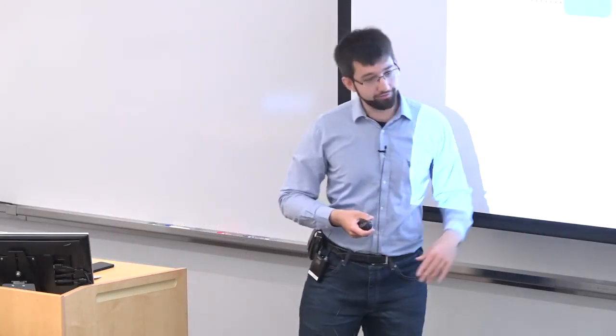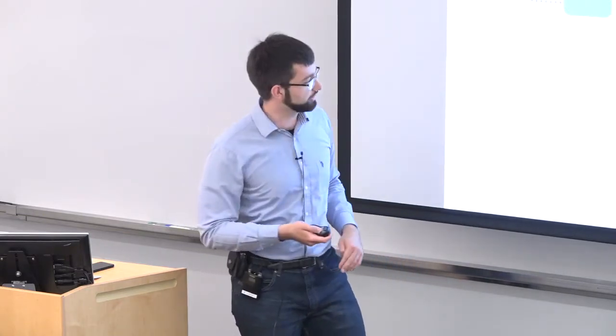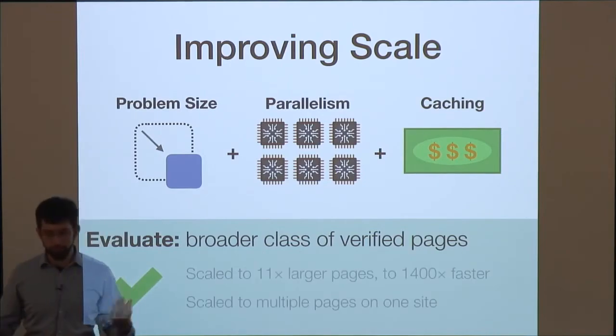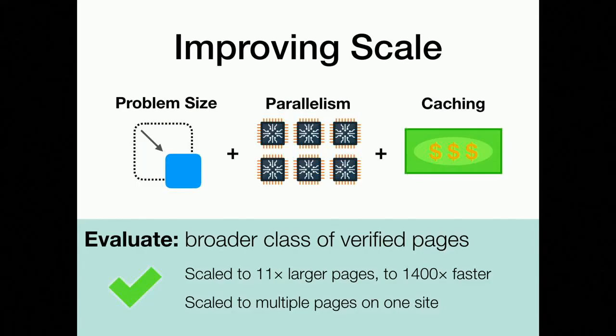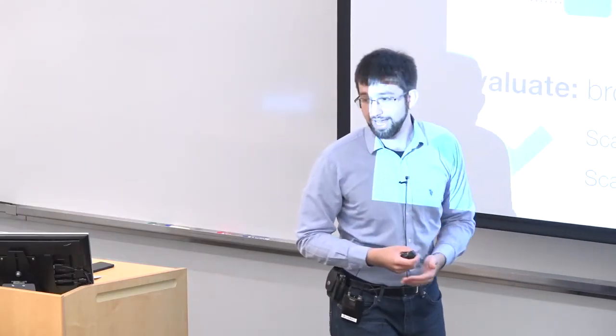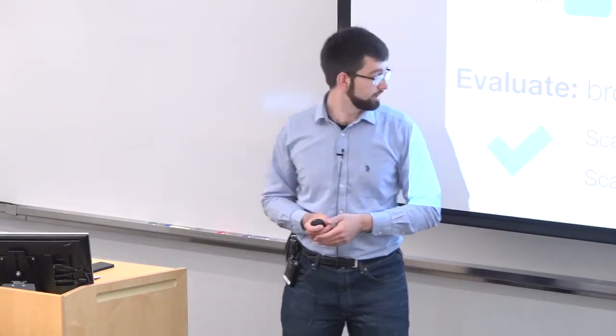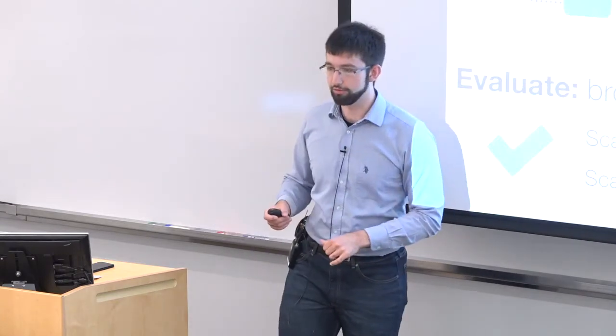So thanks to these three factors, we've been able to scale this verification process up orders of magnitude in web page size and orders and orders and orders of magnitude in speed. That really is 1,400x. And we've also been able to work on multiple pages on the same site where, for example, that caching is a big benefit. I don't have it on the slide, but this should be published at OOPSLA this year.